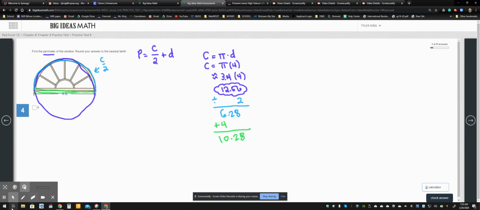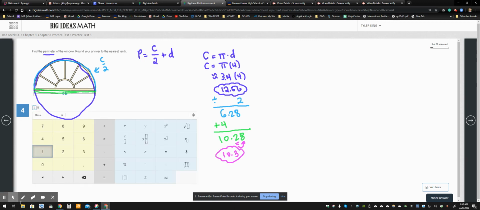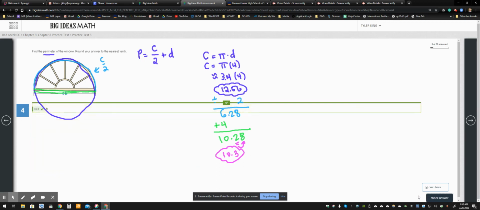Now, once we've done that, we see that it says we want to round to the nearest tenth. Because we want to round to the nearest tenth, what we're going to do is look at the tenths place and then look at the hundredths place to see what we need to do. So since the hundredths place is an 8, we're going to end up at 10.3 for our answer. Okay, let's go ahead and check that to make sure we got it right. We have 10.3, and we are good.